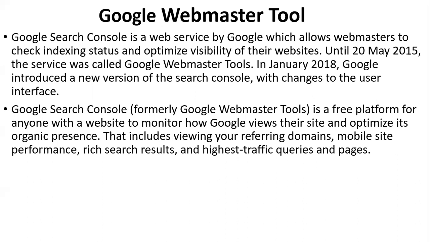So you can see which keywords are ranking on which place, and which URLs are indexed by Google, and all these things I will show you. You can see them with this tool. That includes viewing your referring domains, which domains are referring to you, mobile site performance, rich search results, and highest traffic queries and pages. You can see for which keyword or which page is ranking at the highest position on Google.